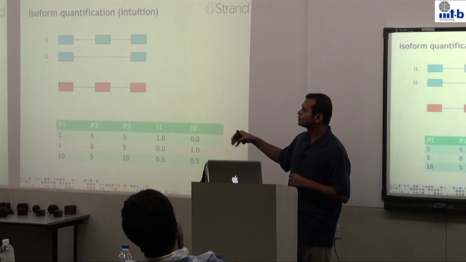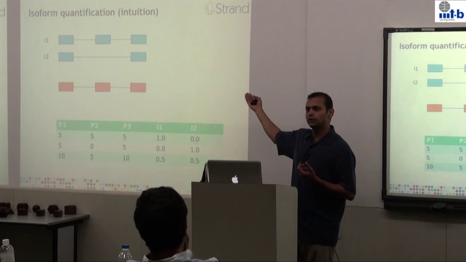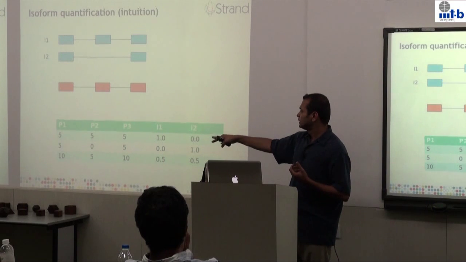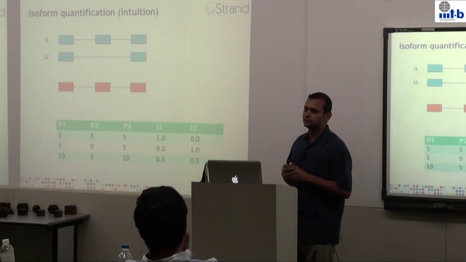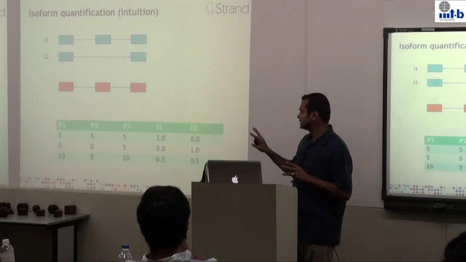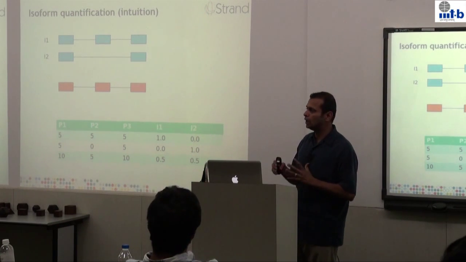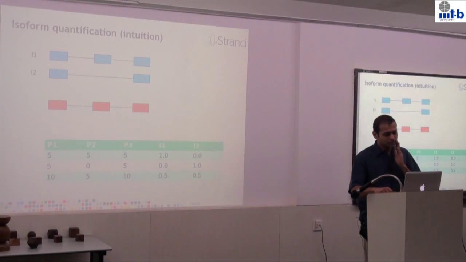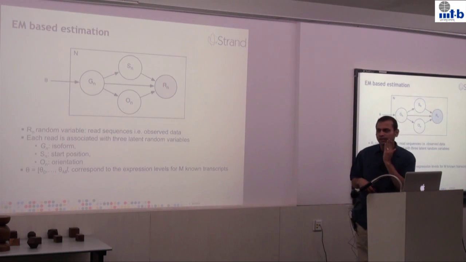If I see 5-0-5, then I know isoform 1 is not expressed, 2 is expressed. If I see 10-5-10, that's an indicator of both being expressed. So that's just a toy example of showing how these things are done. But typically, it's much more complicated.